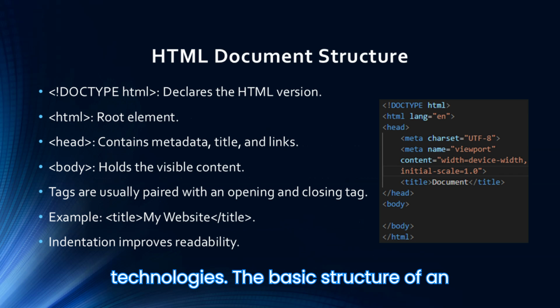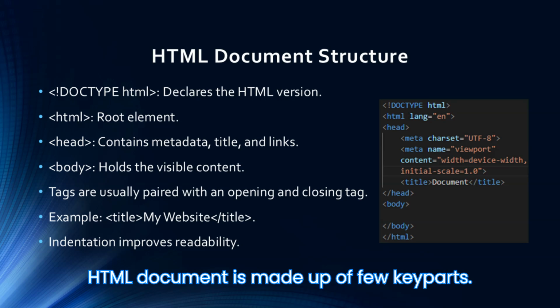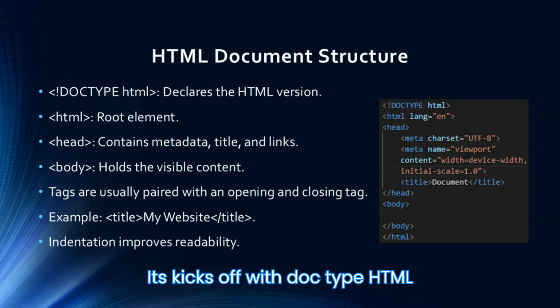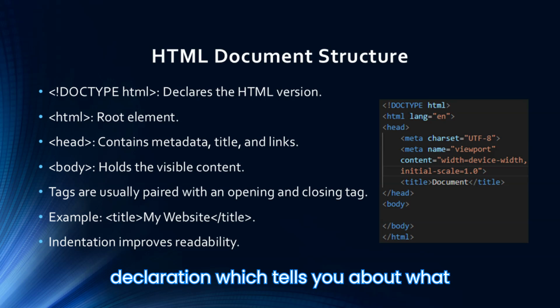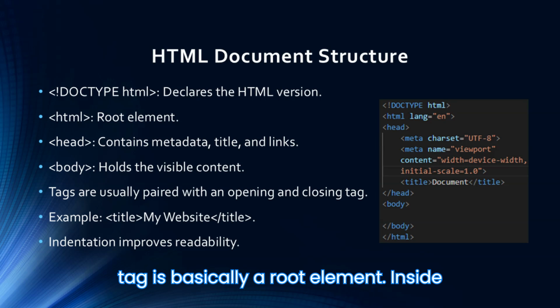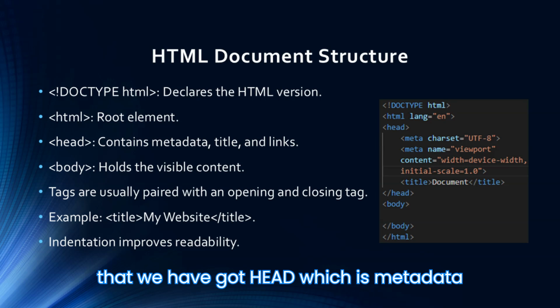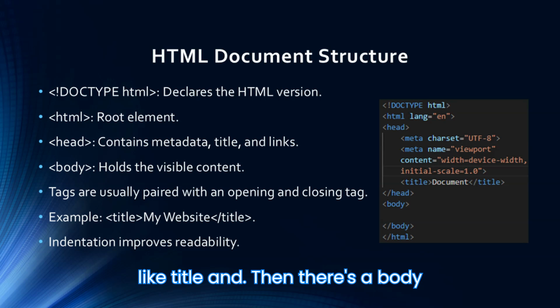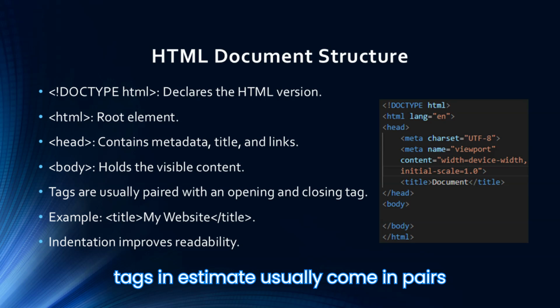The basic structure of an HTML document is made up of a few key parts. It kicks off with the doctype HTML declaration, which tells you what version of HTML you are using. The HTML tag is basically the root element. Inside that, we have the head, which has metadata like the title, and then there's the body where all the visible stuff goes. And tags in HTML usually come in pairs, with opening and closing tags.